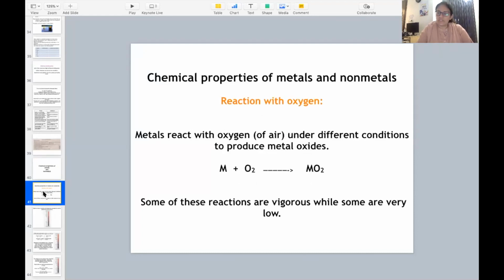You know, oxygen is there all around us. So metals react with oxygen under different conditions. And what is produced? Metal oxides are produced. M plus O2 is equal to MO2. M stands for metal, O2 stands for oxygen, and MO2 stands for metal oxide.